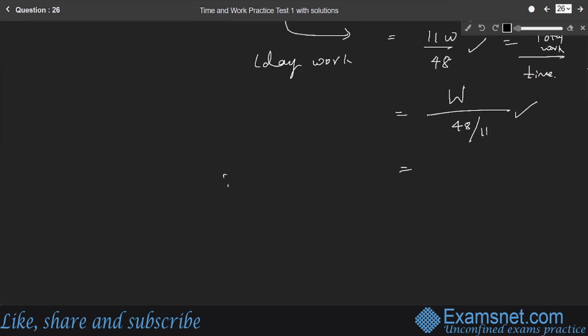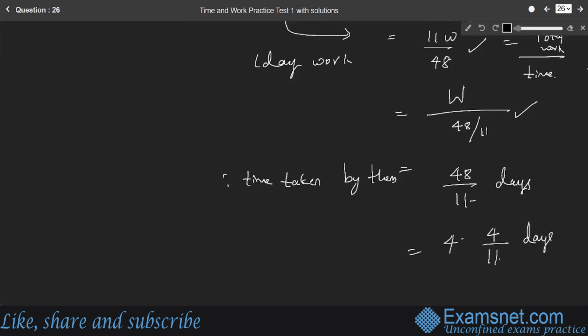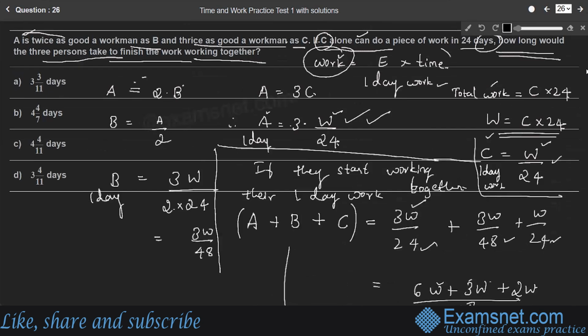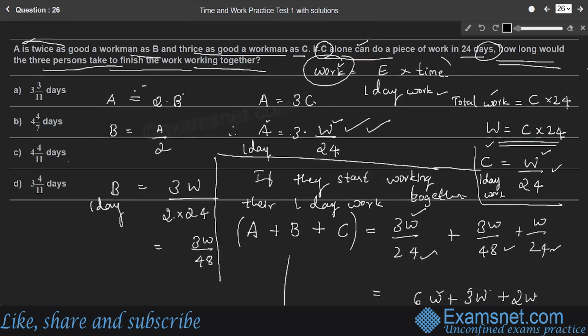Therefore, time taken by them if they start working together is equal to 48 by 11. Here the unit is days. Can still simplify. So 11 into 4 is 44, so 4 is the remainder. So 4 by 11. 4 integer, 4 by 11 days is the time taken by them if they start working together. So option C is the right answer.